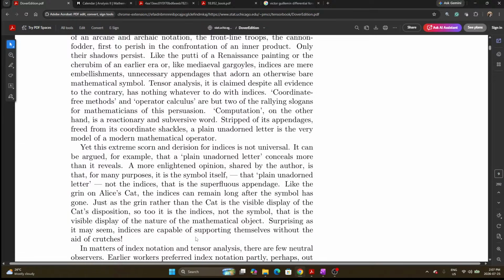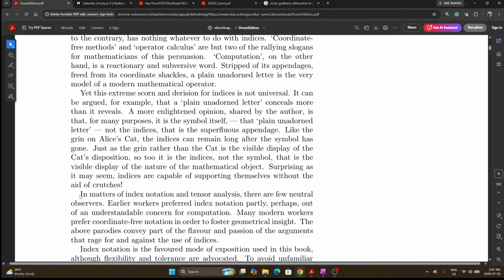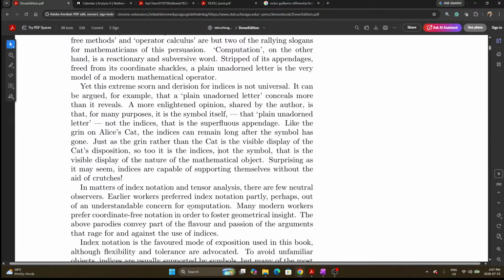Okay, and here it says, in the matter of index notation and tensor analysis, there are few neutral observers. And I noticed that in past chat and also comments of the tensor analysis live stream, there were people who argued, oh, this is too old, and so on. We'll comment on that later, but this is what the author has to say. Earlier workers prefer index notation partly, perhaps, out of an understandable concern for computation.